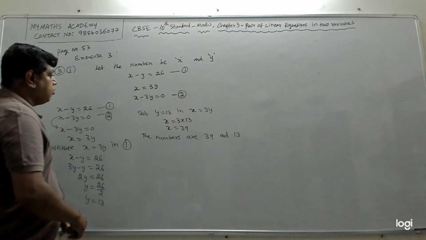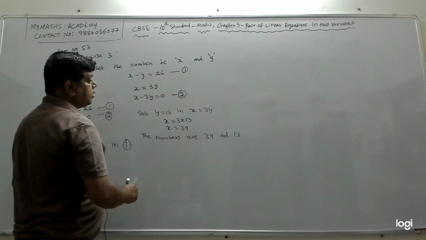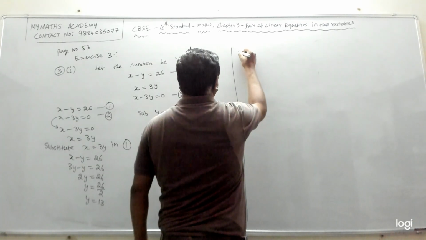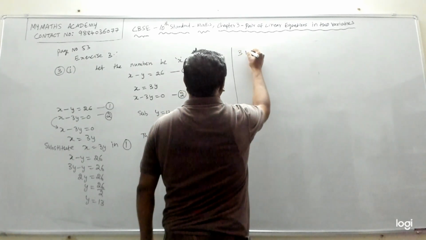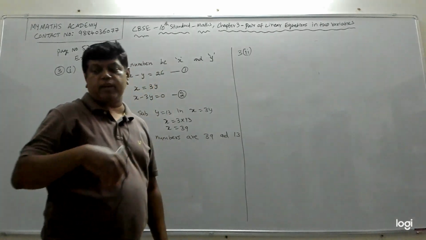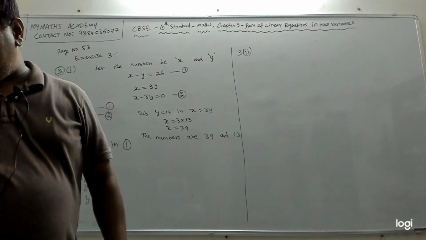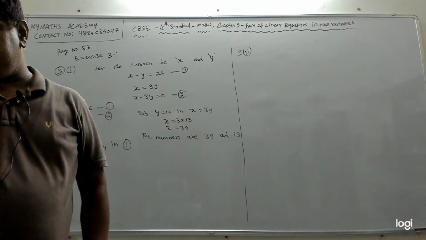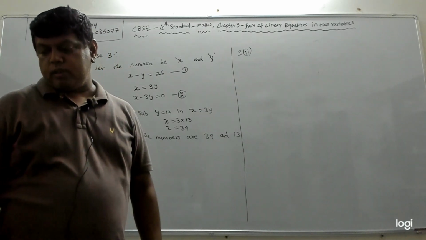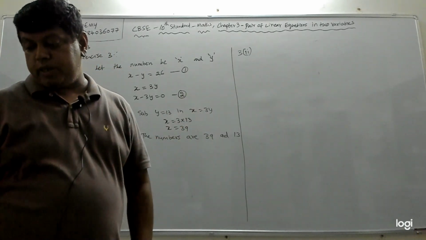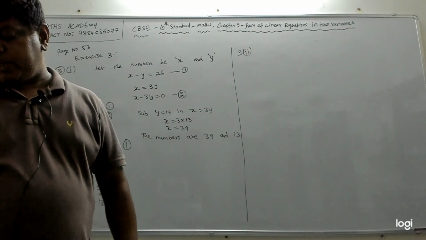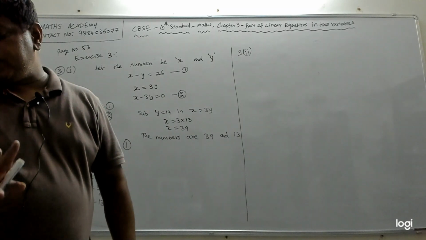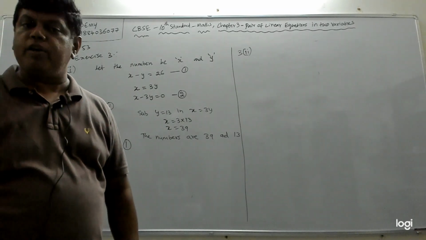Clear? Now we will do the second subproblem in the third problem. What is the second subproblem? It says the larger of two supplementary angles exceeds the smaller by 18 degrees. Find them. We are still doing exercise 3.3, third problem. That is the question.